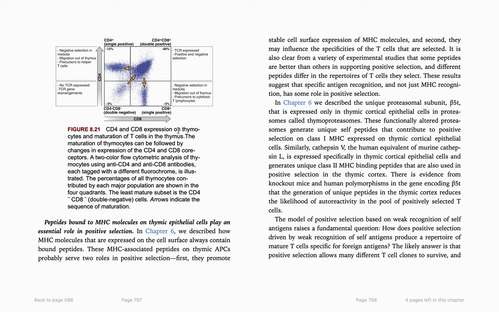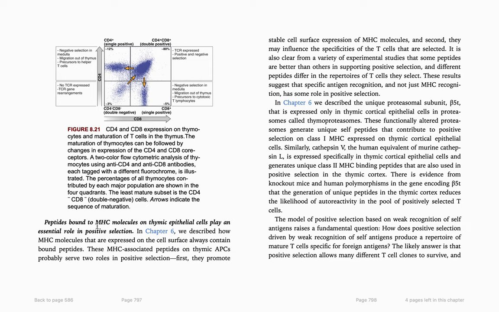These are CD4 and CD8 expression on thymocytes and maturation of T cells in the thymus. The maturation of thymocytes can be followed by changes in expression of CD4 and CD8 co-receptors. We see this is negative selection in the medulla. So this is a double positive. From the double positive, there are those single positive and the single positive other one. So let us continue here.